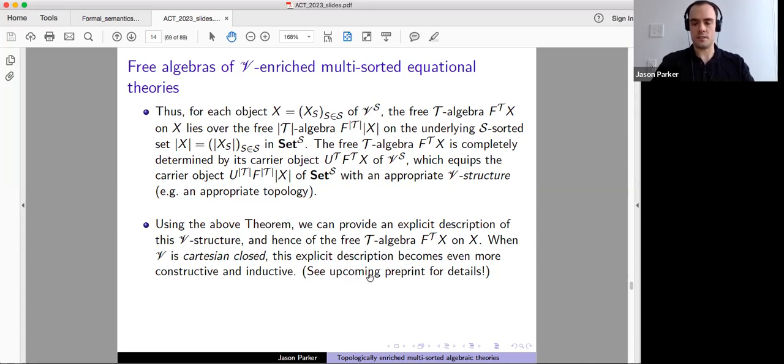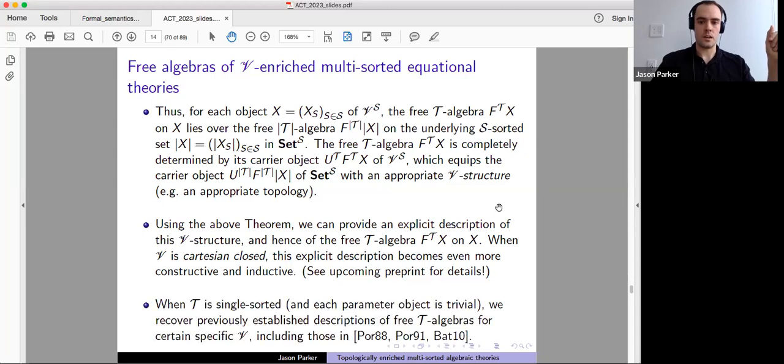And the details, which are too long to go into now, unfortunately, will be in the upcoming preprint, which should be out shortly. And just to relate this to some earlier work as well, when T is single-sorted and each parameter object is trivial, so is just the unit object of V, we recover previously established descriptions of free T-algebras in certain specific examples of V, including those in these papers by Porst and Battenfeld.